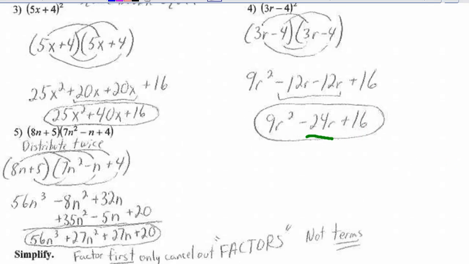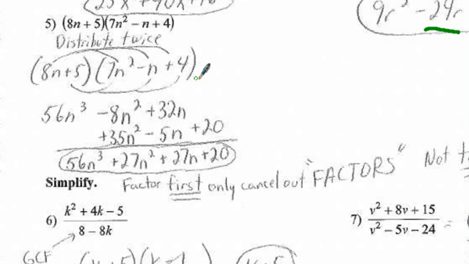And then when you have to take a binomial times a trinomial, this is where you have to be careful with your work. I am going to distribute the 8n. 8n times 7n squared is 56n cubed. The 8n times negative n is the negative 8n squared. And then 8n times 4 is the 32n. So I have to distribute the 8n, and then I'm still not finished. I have to distribute the 5. 5 times 7n squared is the 35n squared. 5 times negative n is negative 5n. And 5 times 4 is 20.